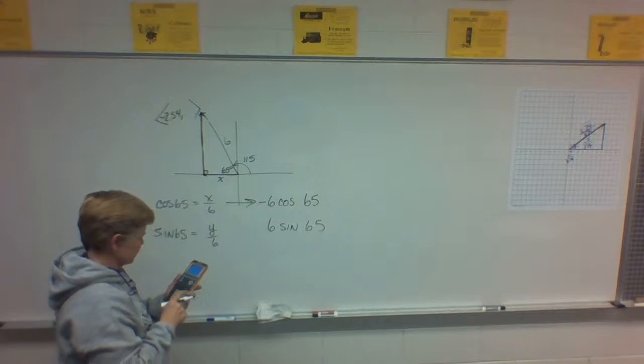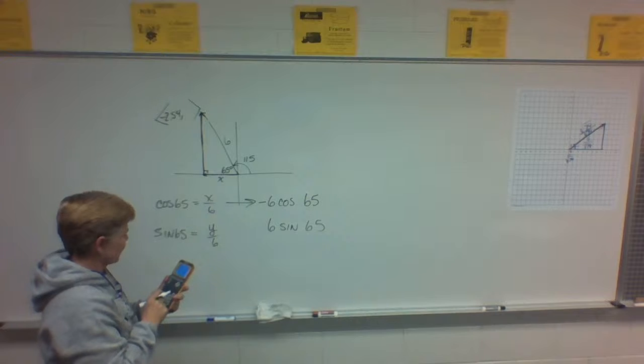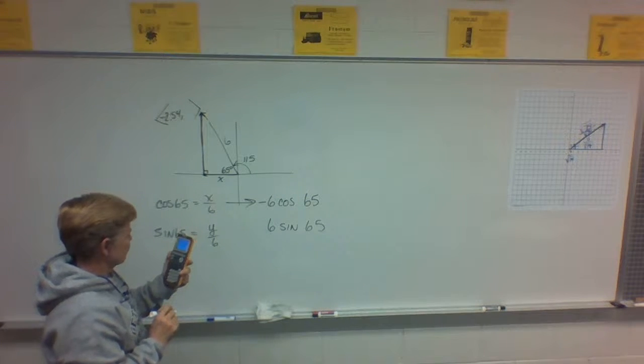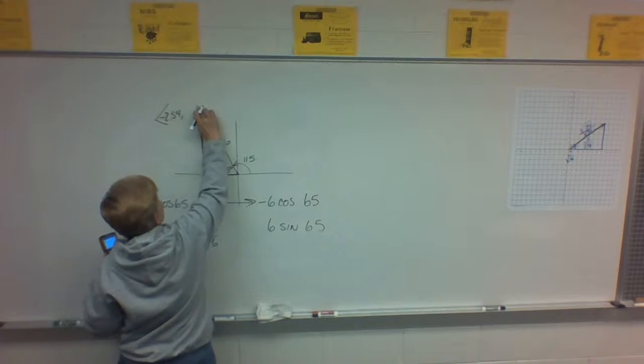and 6 sine. We need to excuse the tennis players at this time. Those tennis players that are traveling today are excused. 5.44. That's what I got. Is that what you got?